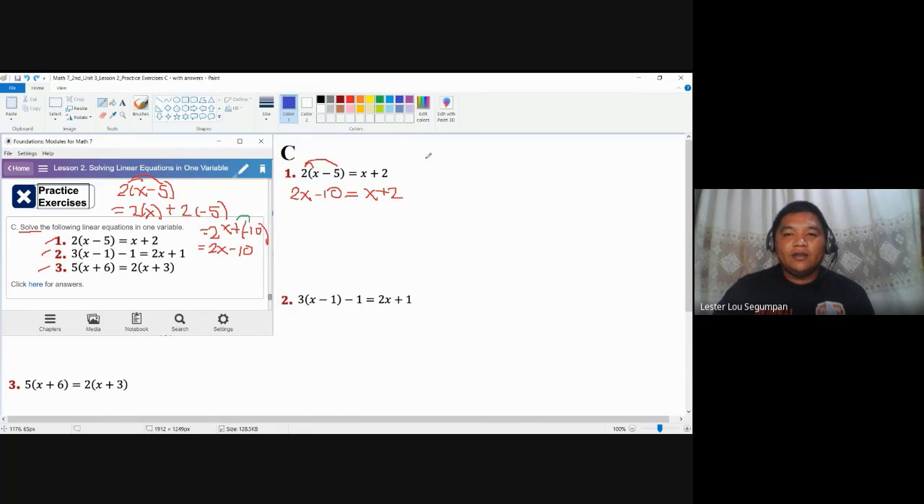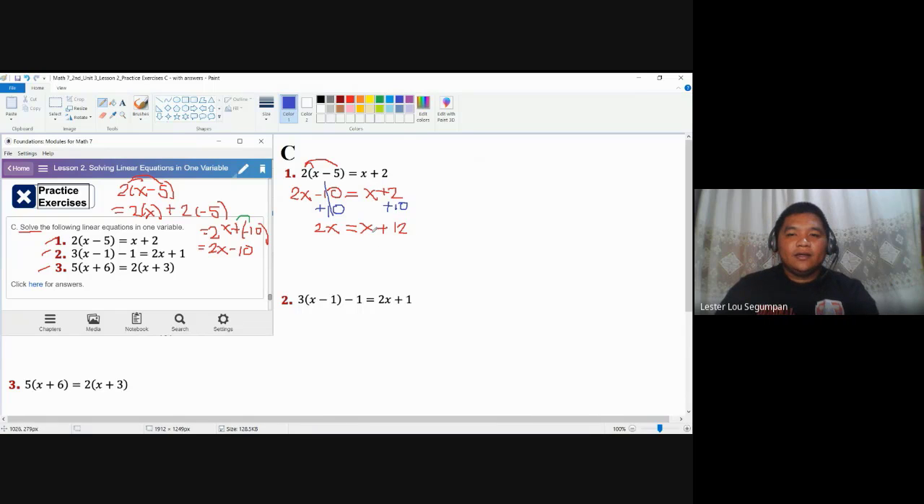Instead of having 2x minus 10 and then plus 10, equal to x plus 2 plus 10, because there are some students who actually get confused if it's very long, instead of doing that, let me write plus 10 at the bottom. So we're going to remove the minus 10 by adding plus 10 and also add plus 10 here. So you may do this. And then that could be 0 because negative 10 plus 10 is 0. So you will have 2x is equal to x plus 12. 2 plus 10 is 12.